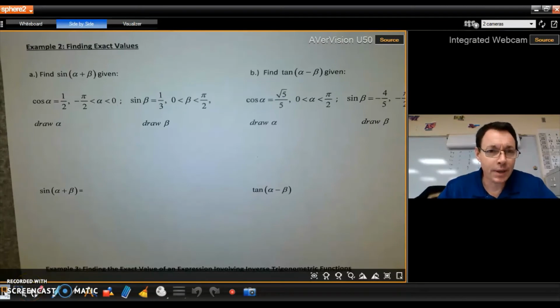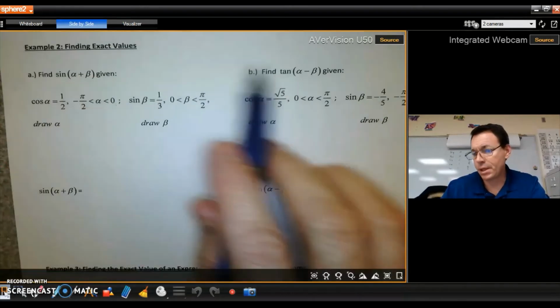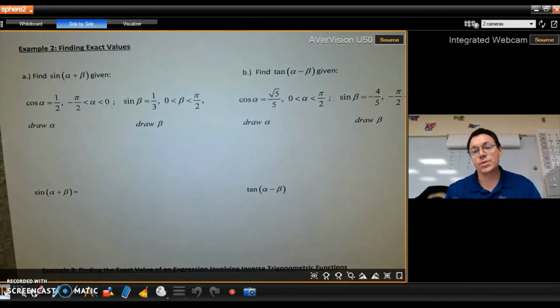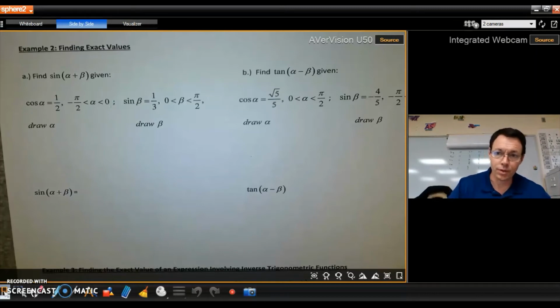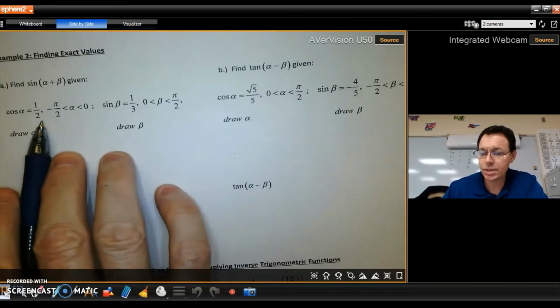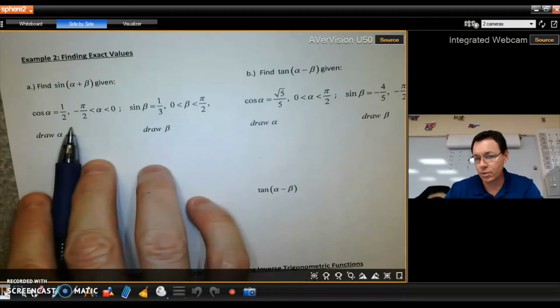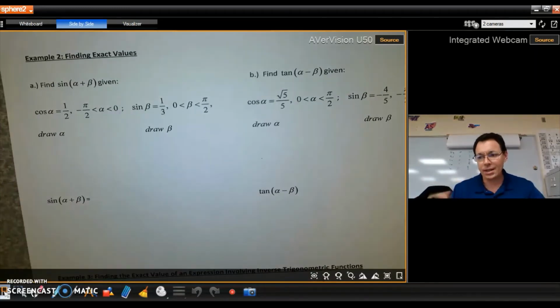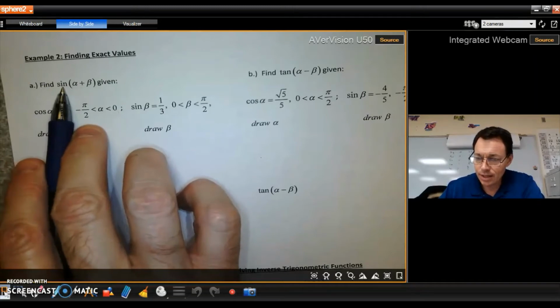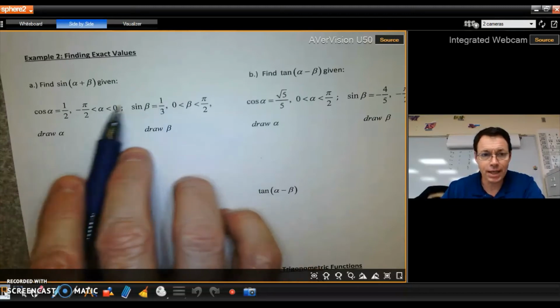All right, now on the back, we're going to do the exact same thing. We are still going to find the sine of a plus b, or the tangent of a minus b. We're going to use the exact same formulas, except instead of using our chart, which gives us similar answers over and over and over, we're going to have a little bit more variety with our answers, because we are going to get our values from triangles. Okay, so here's what's going on. So again, we've done this before, but now we're applying it differently. Find the sine of a plus b given some information about angle A and angle B.